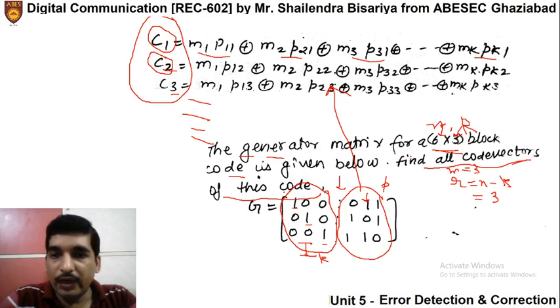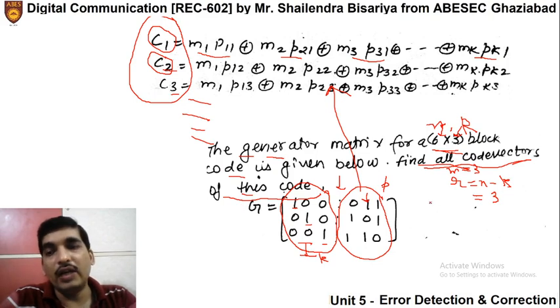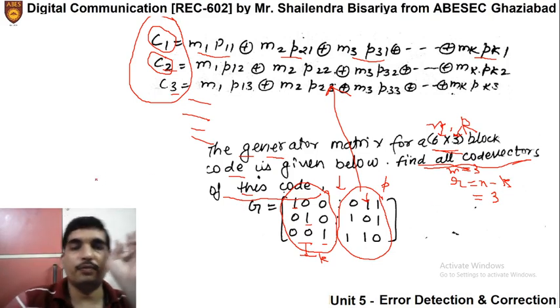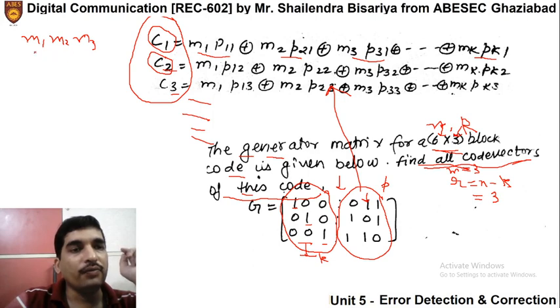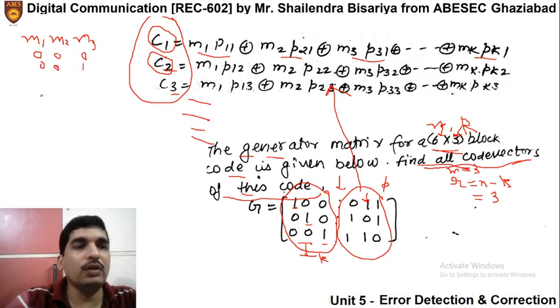we have to find out, as in the question, all the code vectors of this code. We have a message of size 3 bits. Let us say m1, m2 and m3 may take any value from 0 0 0, then 0 0 1, up to 1 1 1. So we have to find the code vector for all the cases.